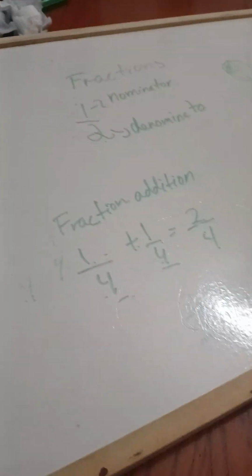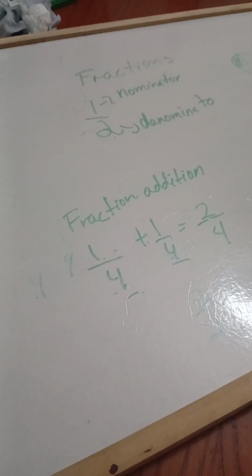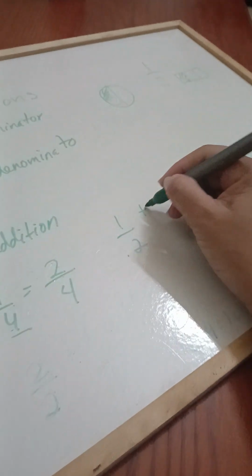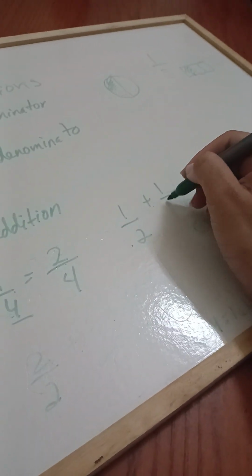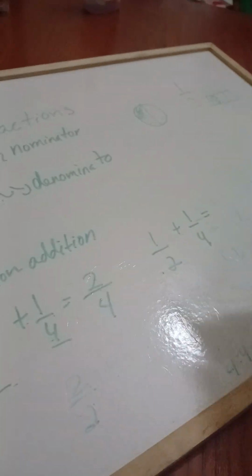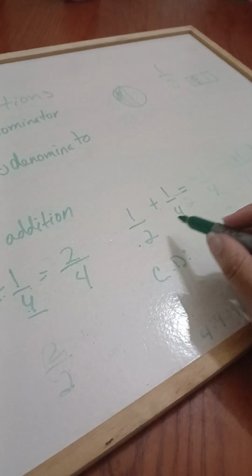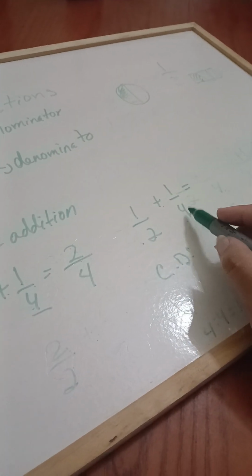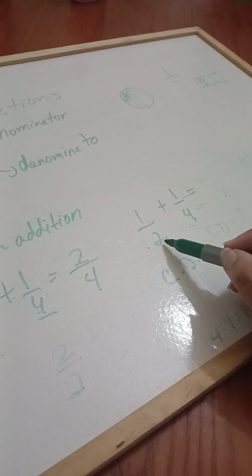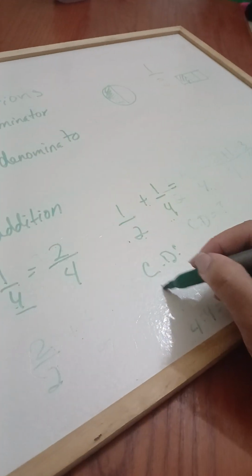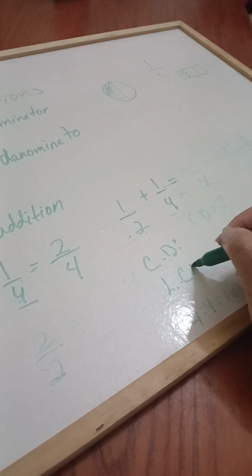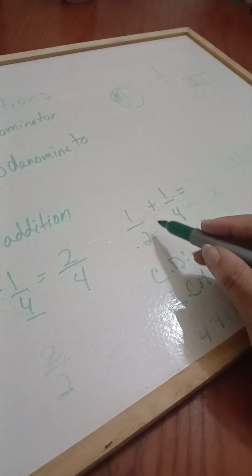So what happens if you have different denominators? 1/2 plus 1/4, you have to find a common denominator between 2 and 4. To find the common denominator between 2 and 4, you have to find the least common multiple. And the least common multiple of 2 and 4, you do like this.